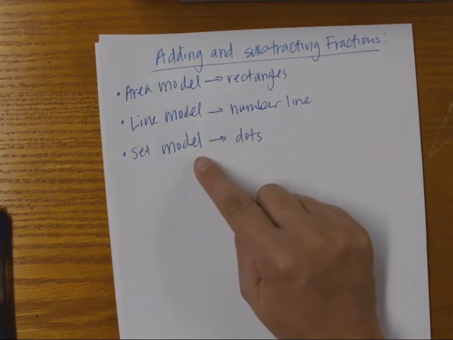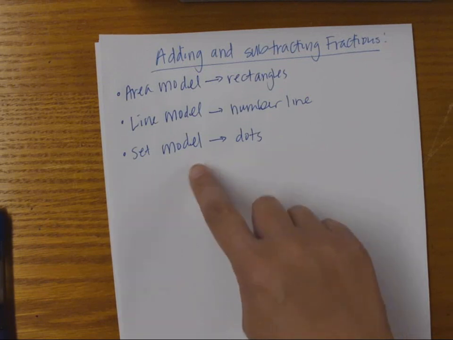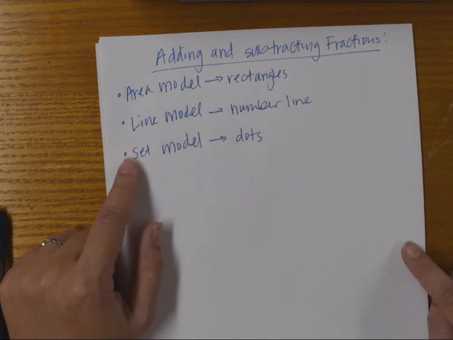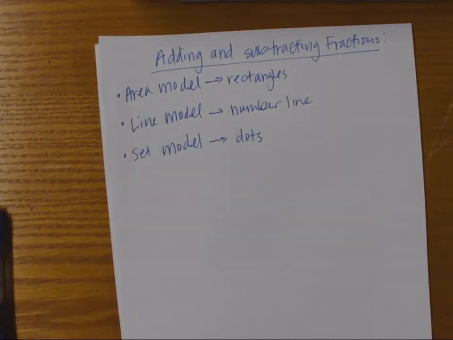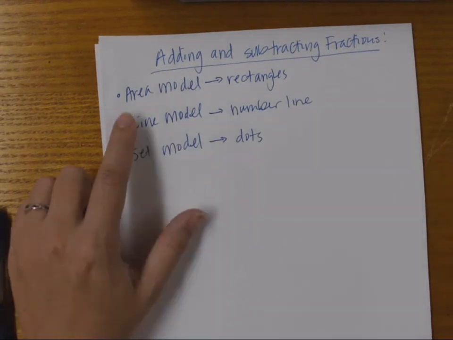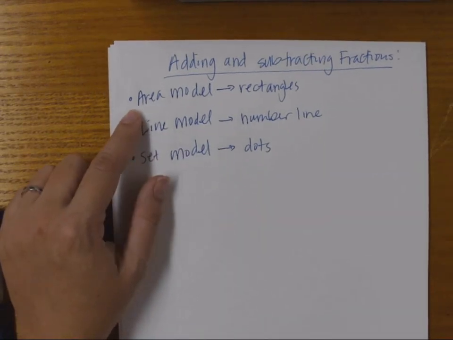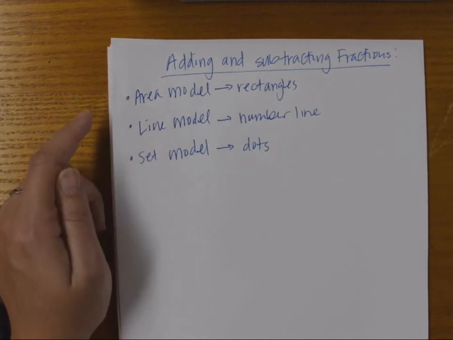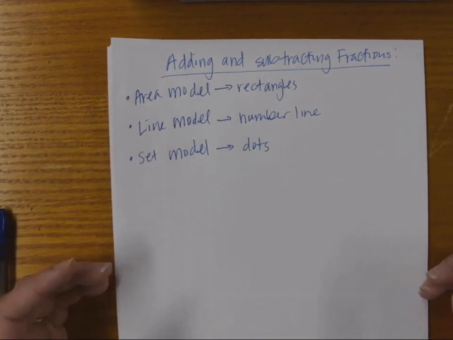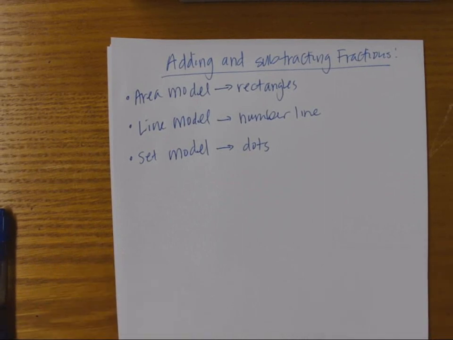For set models, we use something. It can be like M&Ms, Cheerios, color counters, whatever you need to for that. For this lesson, we're actually going to use some different things other than just those specific manipulatives. And the reason why, for an area model, when you're adding and subtracting fractions, if you're using pattern blocks, there's only so many problems you can do, because if you think about the pattern blocks that we have, we can only split it into 4s and 3rds and 6ths and 12ths.